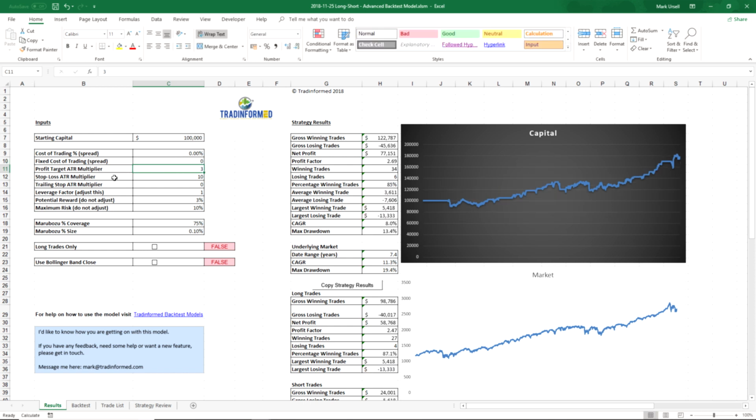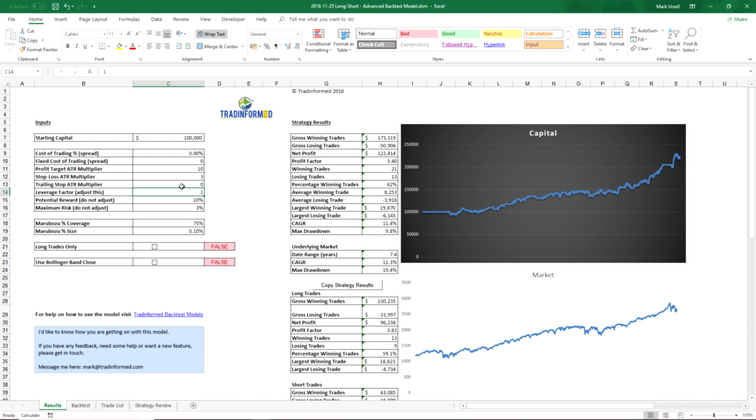Now the profit target and stop loss can be adjusted here. If you wanted to, you could reverse these and see what effect it has on the trading strategy. The trailing stop does exactly that. It trails behind the price, and as the trade moves in favour of the trade, the trailing stop will be moved behind it.